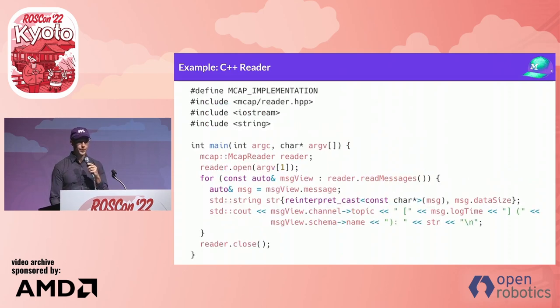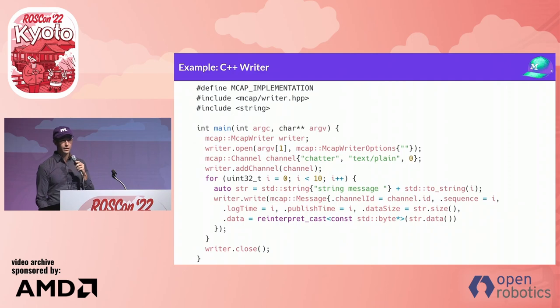C++ always gets more verbose, but same idea. Here we're reading and writing in plain text, and I'm not using ROS because we don't yet have ROS1 or ROS2 native deserialization built into C++. If it's something that you're interested in, come talk to us and we can prioritize it.